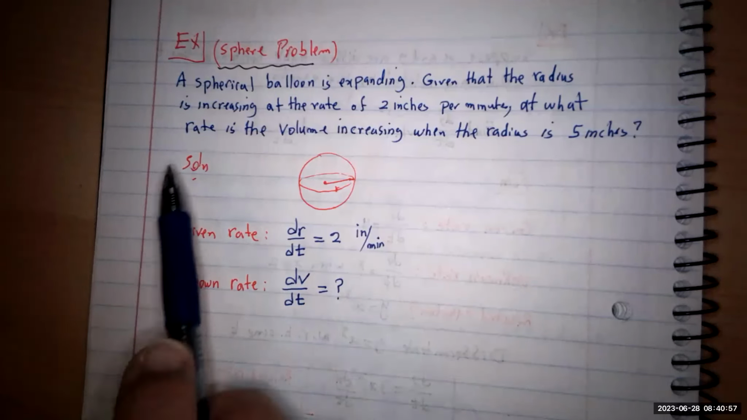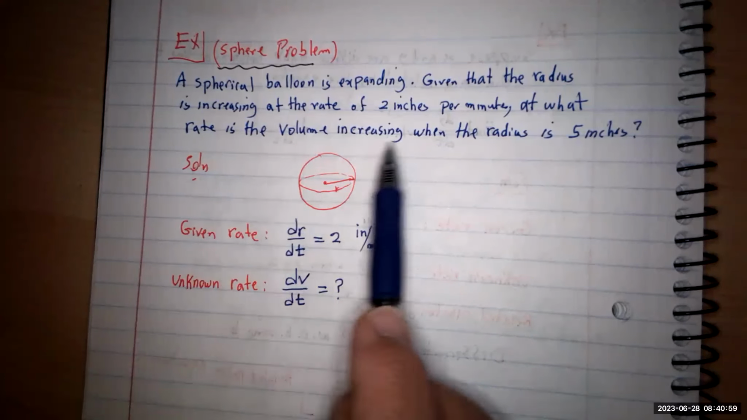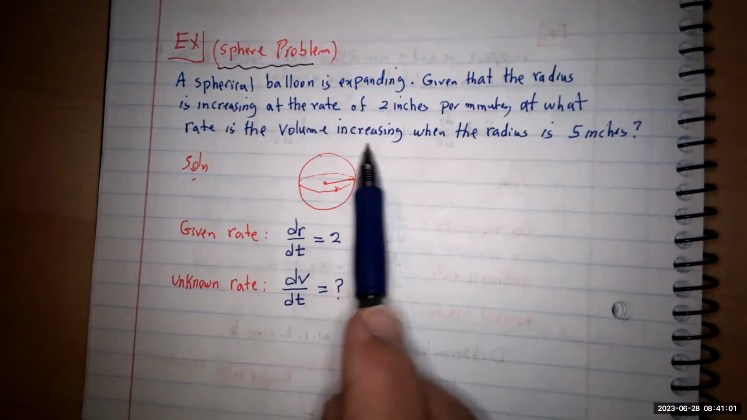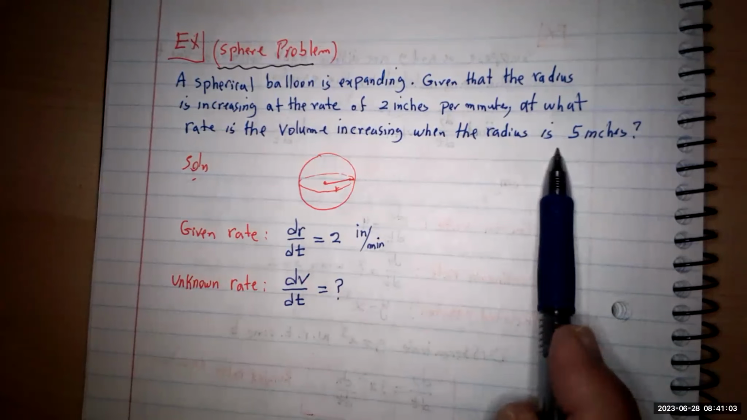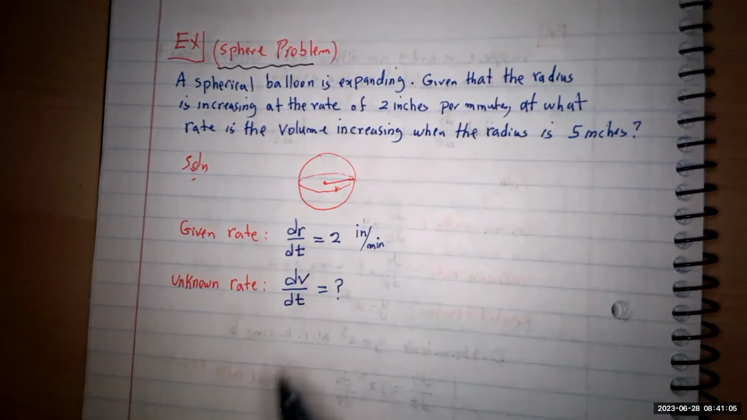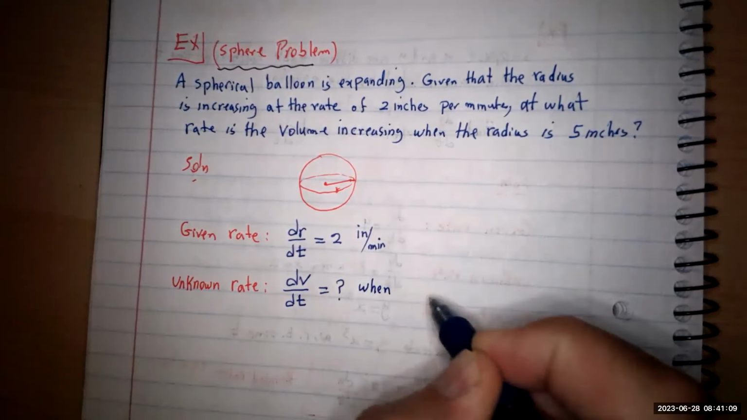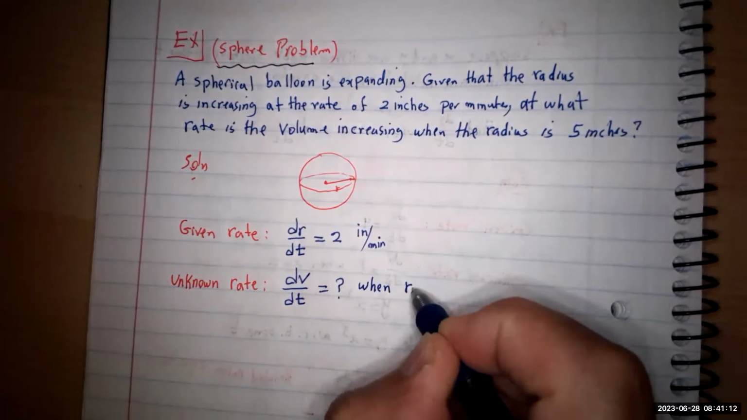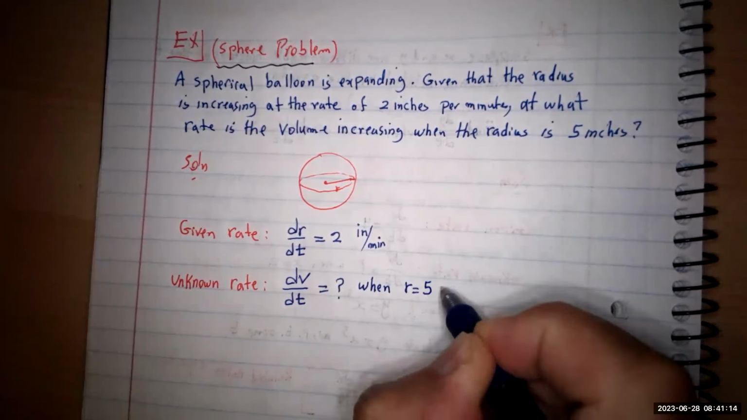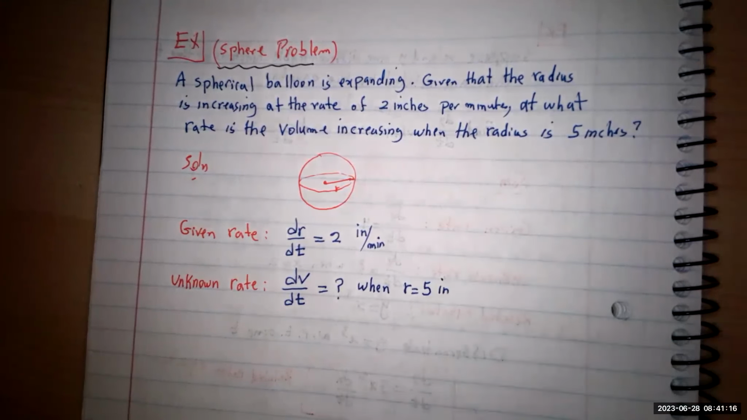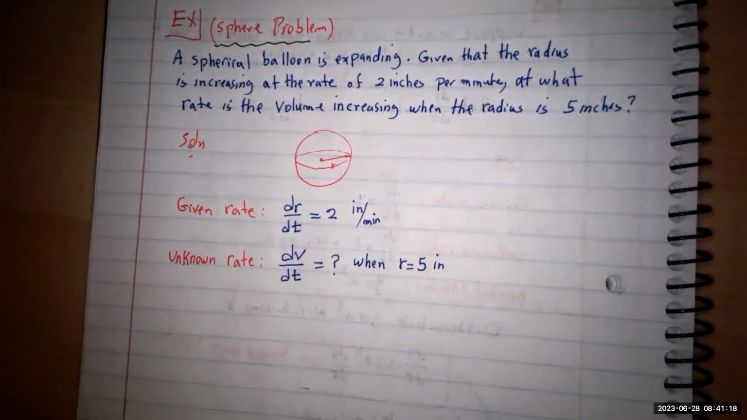So you got it, find at what rate is the volume increasing when the radius is 5. So you want to find this one with the additional condition that the radius r is equal to 5 inches. Okay, so that's going to be your unknown. You have to read this one carefully.